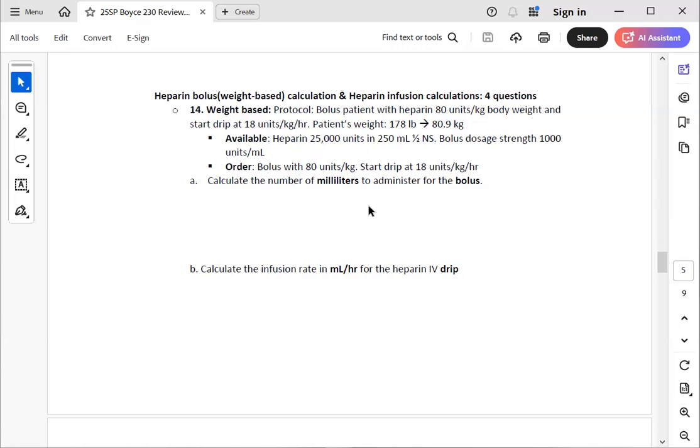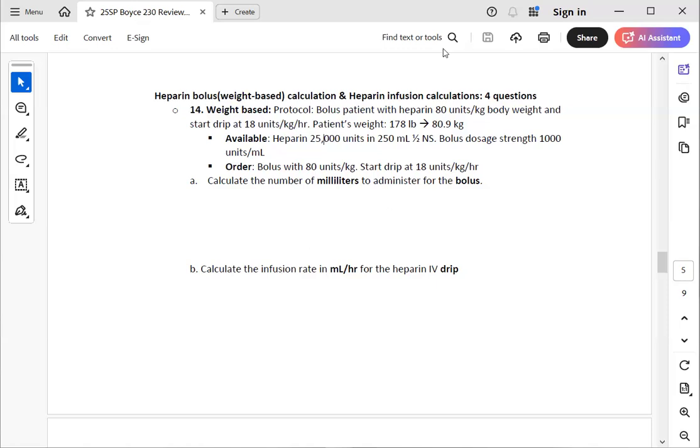So the first question is, calculate a bolus dose strength. Now, your test may just say, calculate a bolus dose strength, and it may not tell you that you're looking for milliliters. But if we're giving a bolus dose and we're talking about a heparin infusion, then it's IV, it's liquid, so it needs to be ml. And if you're calculating an infusion rate, unless they give you a tubing factor, you're going to be looking for ml per hour.